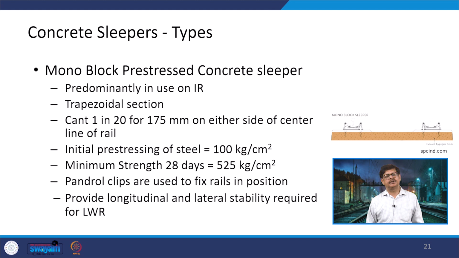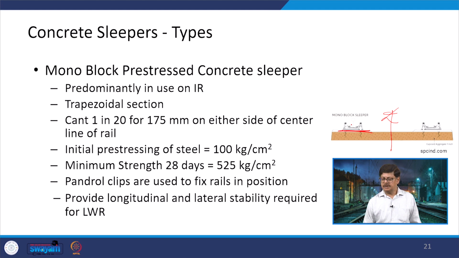Let us look at 2-3 types of sleepers here. Monoblock pre-stressed concrete sleeper is one. It is predominantly in use on the Indian railways. Trapezoidal section is there, provided with 1 in 20 cant for 175 mm on either side of the center line of the rail. So, if it is a center line of the rail, then for 175 mm that cant is going to be provided here. Initial pre-stressing of the steel is there and the value is 100 kg per centimeter square. The minimum strength for 28 days for the concrete which we usually consider is 525 kg per centimeter square.